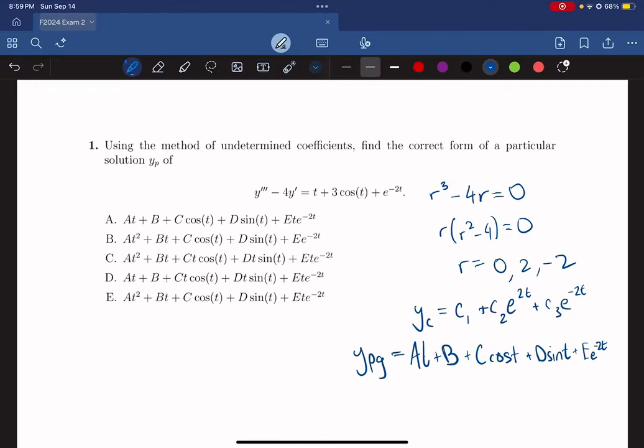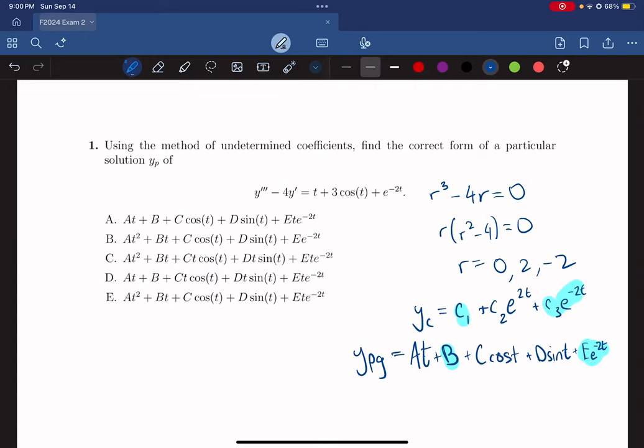Alright, so now we have our guess for yp, and now what we're going to do is check for duplicates between our guess for yp and our yc. So nothing here. Oh, actually we do. We have one duplicate right here. So I'm just going to highlight that right here. And let's see, do we have any other duplicates? Yep, right here.